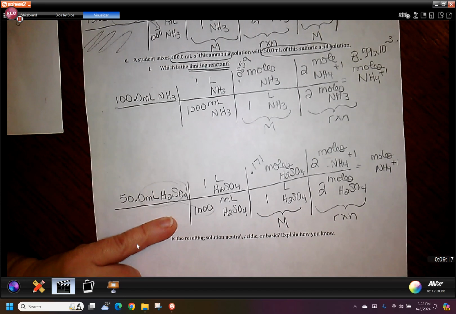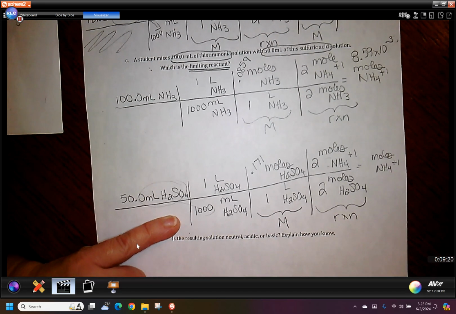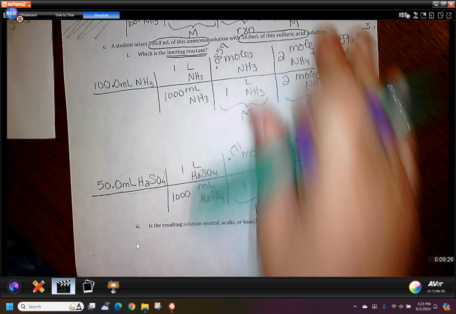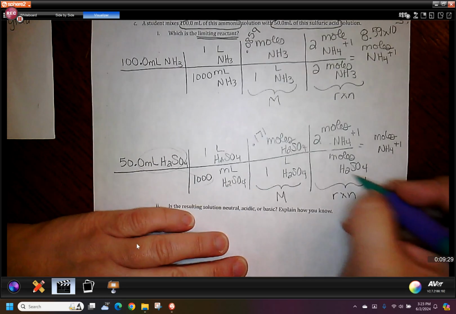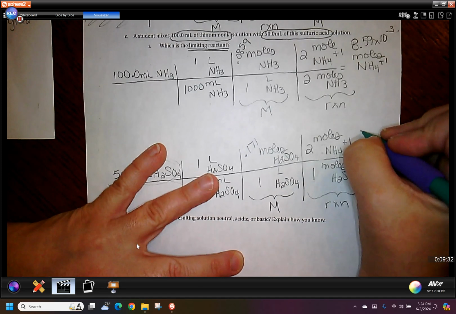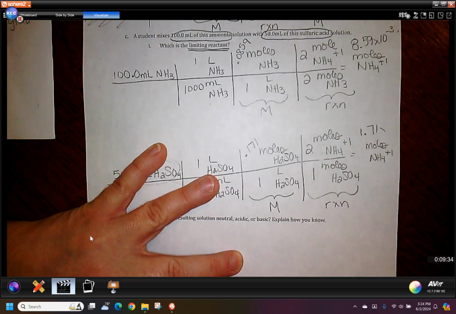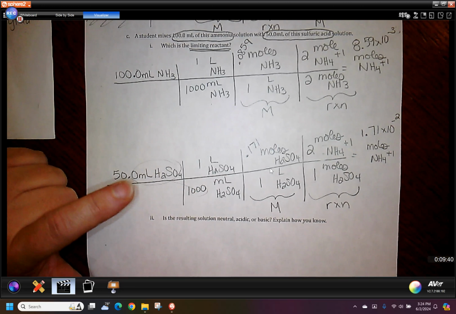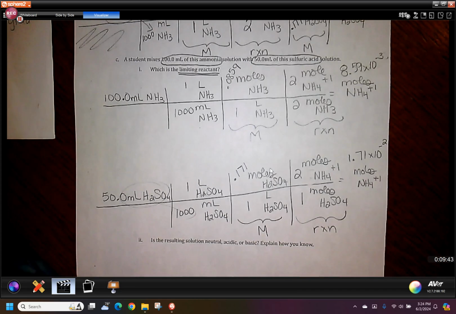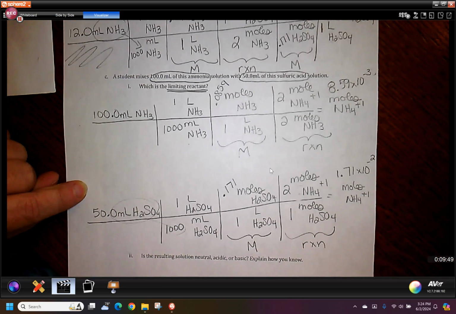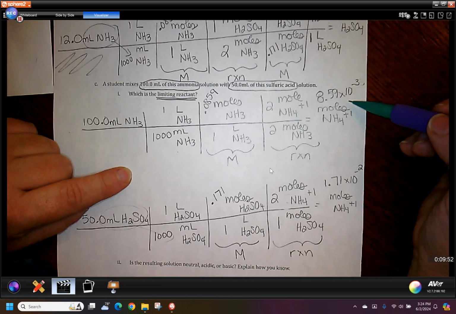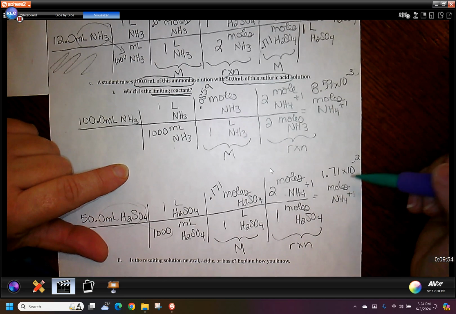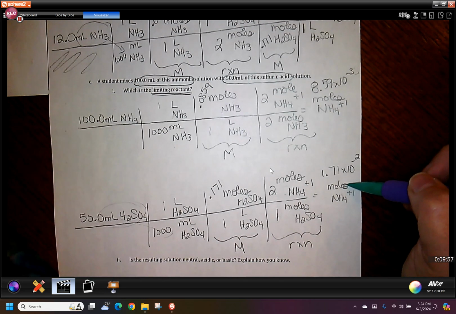Okay, let's try the other one. 50 divided by 1,000 times 0.171 times 2. 1.71 times 10 to the negative 2. Okay, so what I'm going to look at here, which number is smaller? Okay, so I've got 8.59 times 10 to the negative third, or I've got 1.71 times 10 to the negative 2.